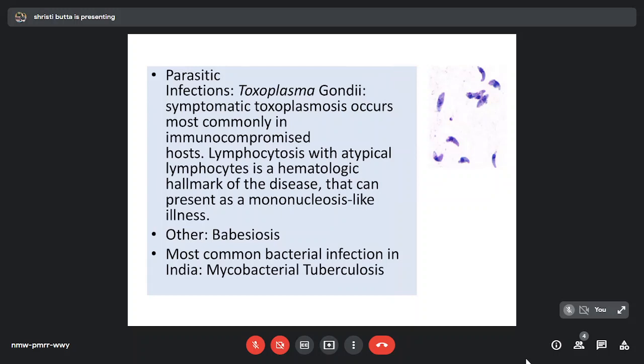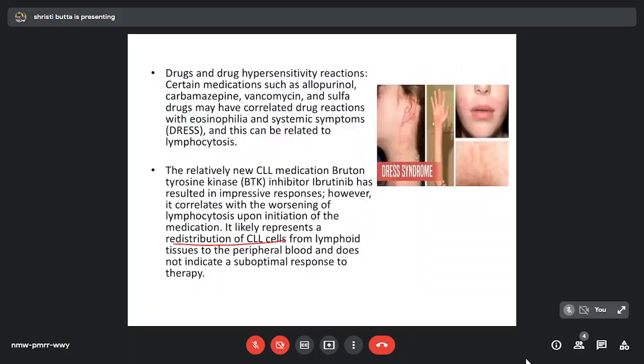A relatively new CLL medication, the Bruton's tyrosine kinase inhibitor ibrutinib, has also resulted in lymphocytosis. It must be noted that it likely represents a redistribution of the CLL cells from the lymphoid tissue to the peripheral blood, and that results in lymphocytosis. So there is a redistribution of the CLL cells, and that causes lymphocytosis on giving ibrutinib. That is basically a relative lymphocytosis.